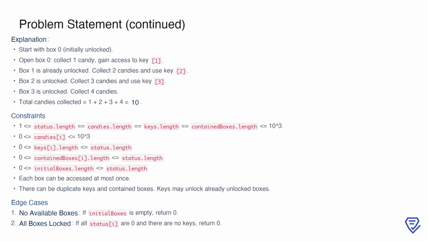In the third example, starting with box 0, which is initially unlocked, we open it to collect 1 candy and obtain the key to box 1. Since box 1 is already unlocked, we open it to collect 2 candies and gain the key to box 2. Using this key, we unlock and open box 2, collecting 3 candies along with the key to box 3. Finally, we use the key to unlock and open box 3, where we collect 4 candies. The candies collected from all boxes are 1, 2, 3, and 4, resulting in a total of 10 candies. This example demonstrates how unlocking boxes in sequence can maximize the collection of candies.